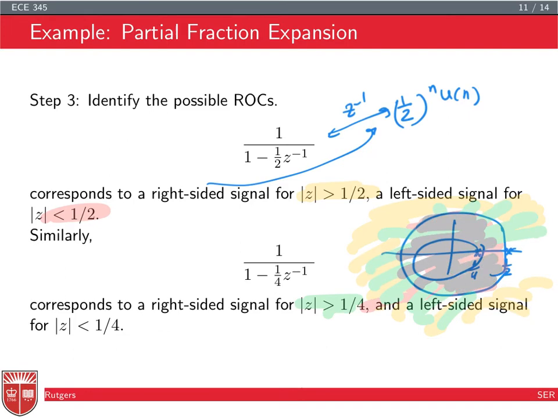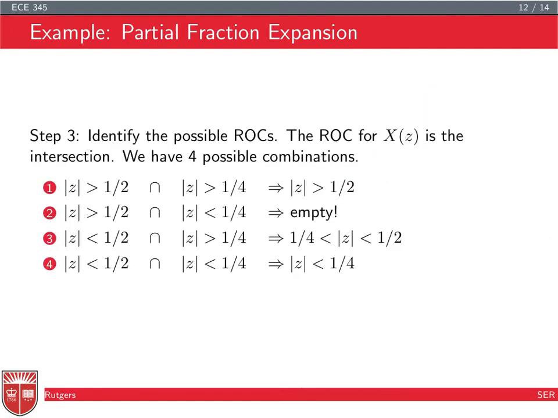So we need to analyze. It seems that there are four cases here, and that's what we need to analyze. And for each case, we need to find the inverse signal. So in this step, we analyze the ROC of each term, and we combine them together. So the first, like I said, in principle, with all combinations, you have four cases.